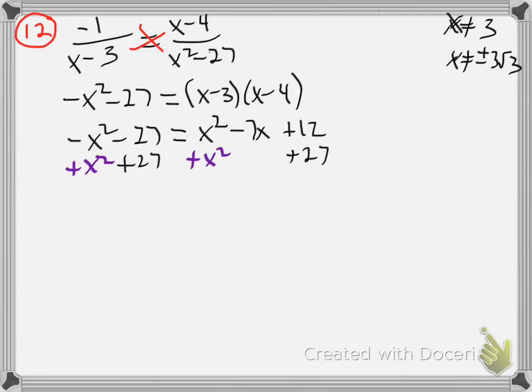I just noticed a mistake here. This is supposed to be negative 1 times negative x squared and negative 1 times negative 27. This is a plus. So I'm going to change the sign here to a minus. Minus 27. Okay, when I do that, I'm going to get 0 equals 2x squared minus 7x, and that's negative, I believe, 15.